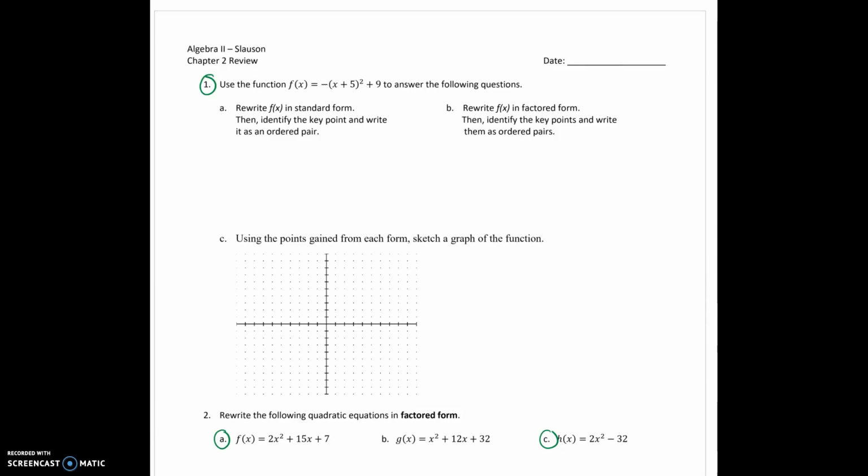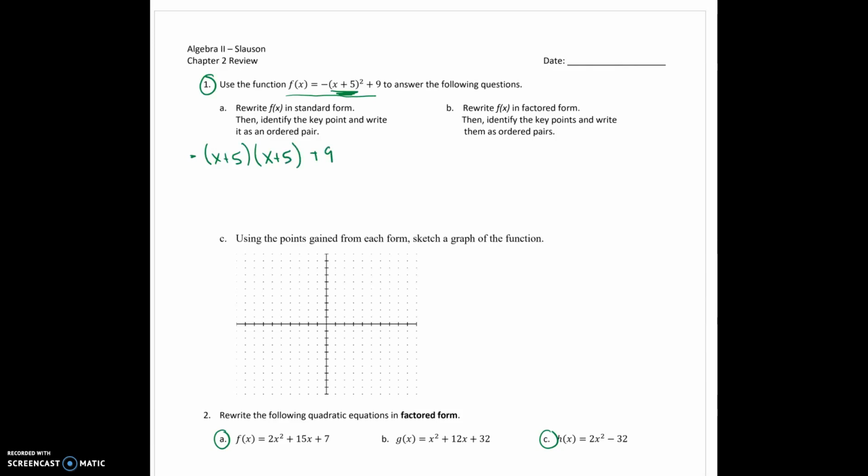All right, starting with the first question, I'm going to use this function. Right now it's in vertex form. And the first thing they want me to do is put it in standard form. And once it's in standard form, I'll be able to write the key point as an ordered pair. So first, to get into standard form, I need to recognize that this x plus 5 squared really means that there are 2 of them. And I apologize, my handwriting is not the neatest on this format, but we'll just have to deal with it.